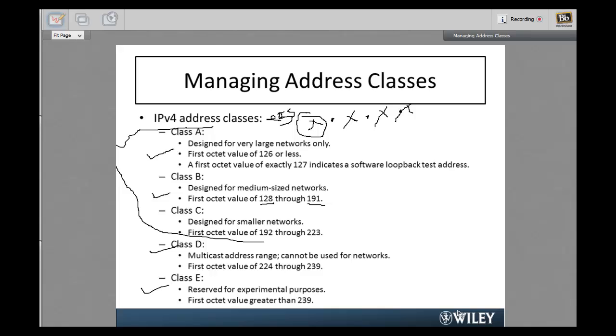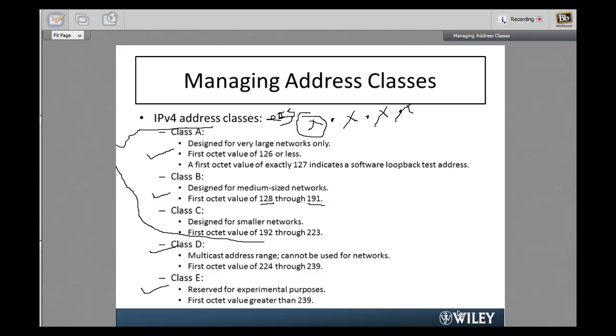D is for multicast. What we mean by multicast is that whenever you find an address in this range, it means that the message is sent to many computers, not only one. Multicast is similar to broadcast, but broadcast is the spread of information to all devices, whereas multicast is for a certain group.